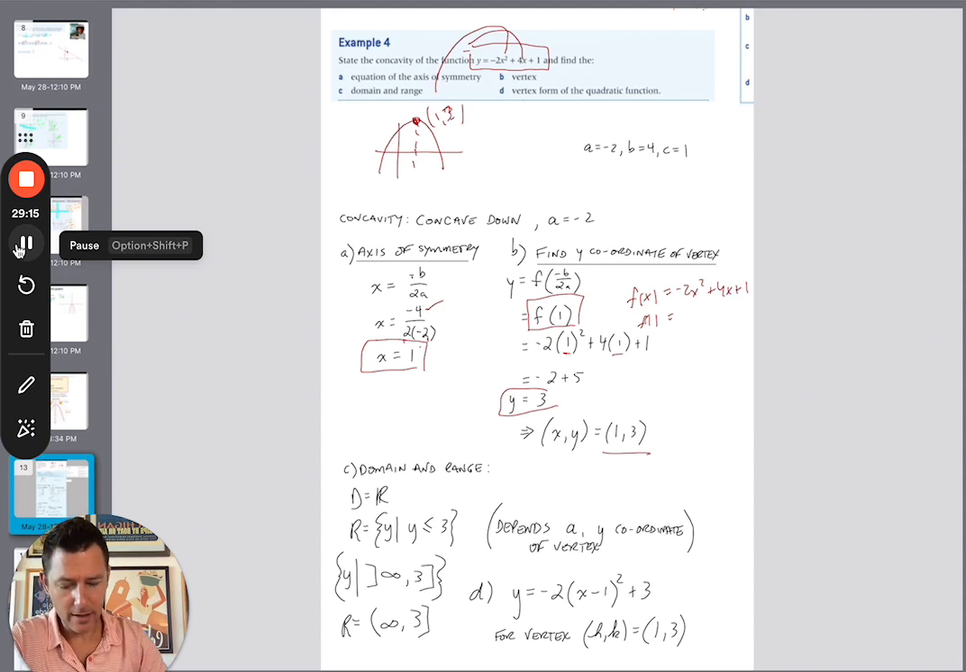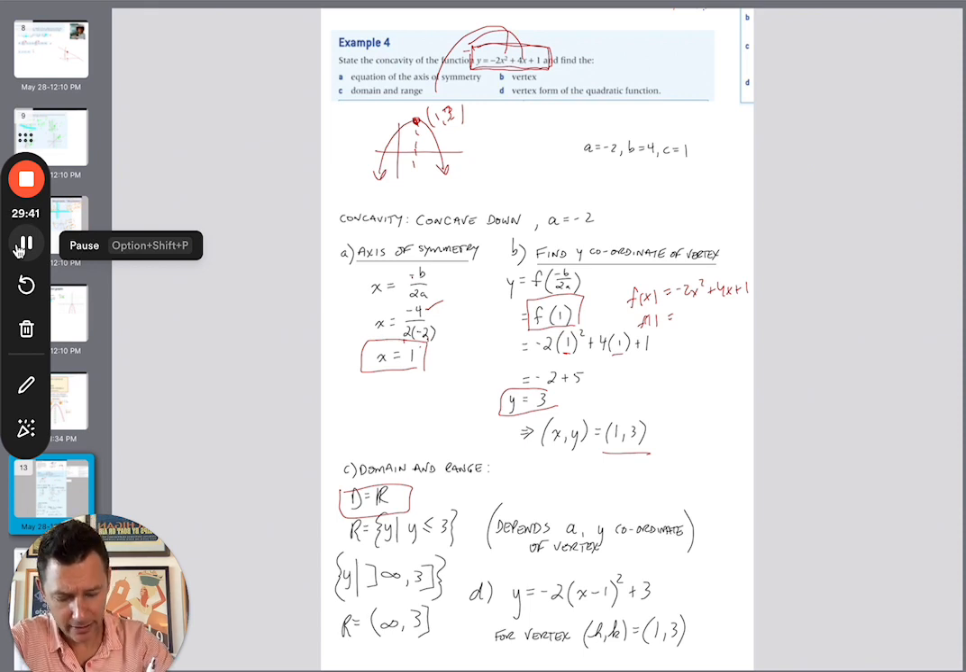Okay, domain and range of this thing. Well, the domain is going to be anything, because I can't think of anything I could put in this equation that would be illegal. So like, I don't know, you could think about square roots. The square root shouldn't be negative underneath the radical. The radicand should be positive. But in this quadratic, I can't really break it.